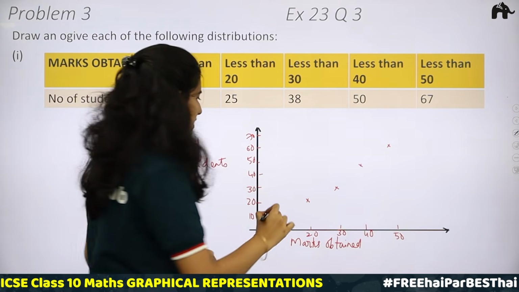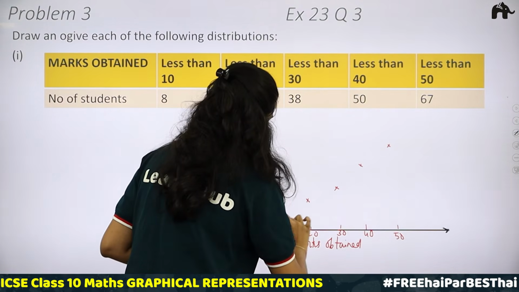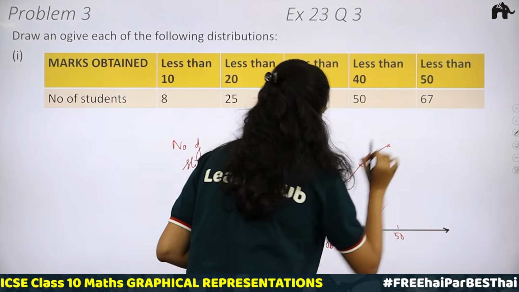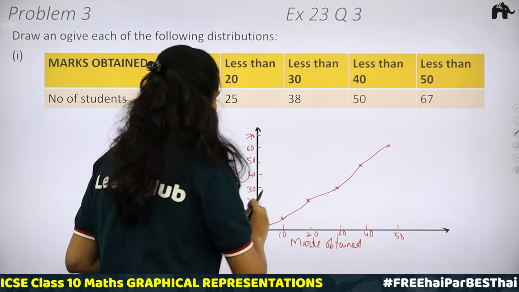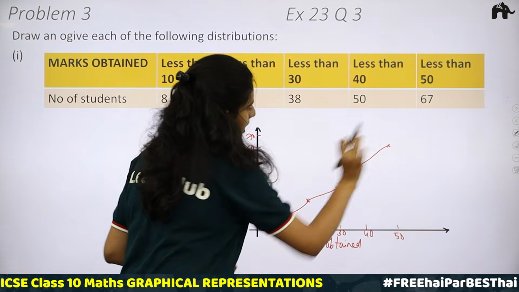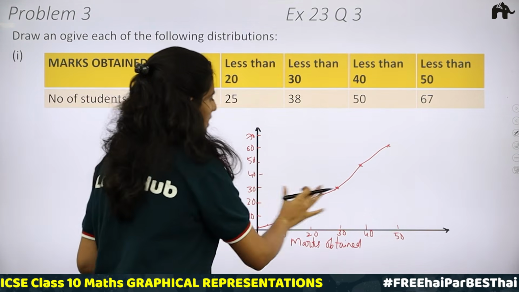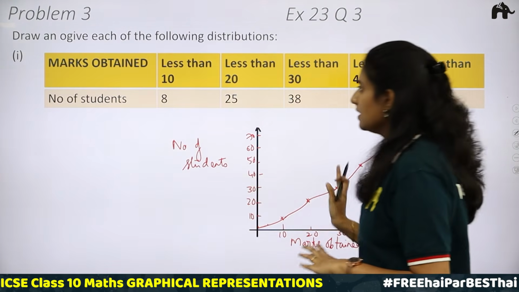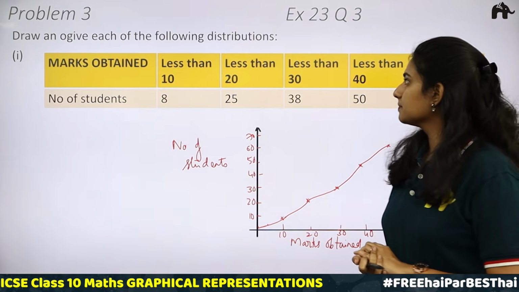Now we'll join these. When you join this, you don't need to use straight lines. Don't use a scale or ruler. Just with free hand you can join these points. You will be getting the required ogive. Okay. Understood how we have drawn this?